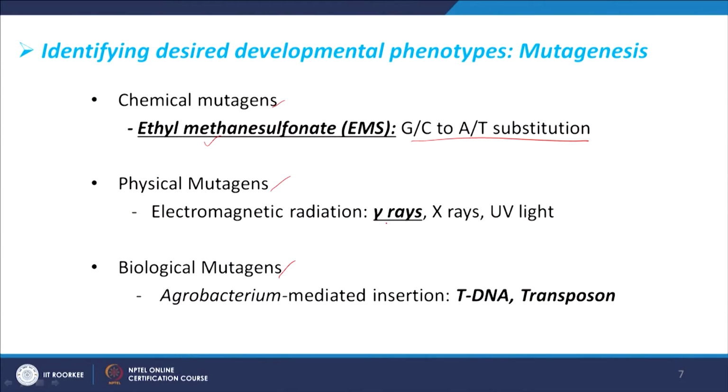The third way of generating mutants is biological mutagens, where we use a bacterium called Agrobacterium. We use this Agrobacterium-mediated transformation system, where we can use either T-DNA or a transposon-based system, and we want to create a kind of gene knockout by insertional inactivation.